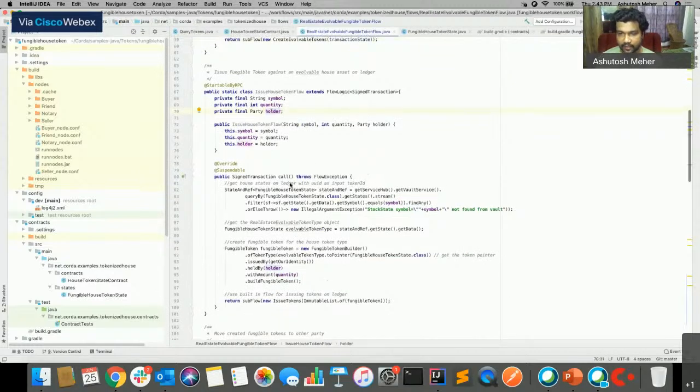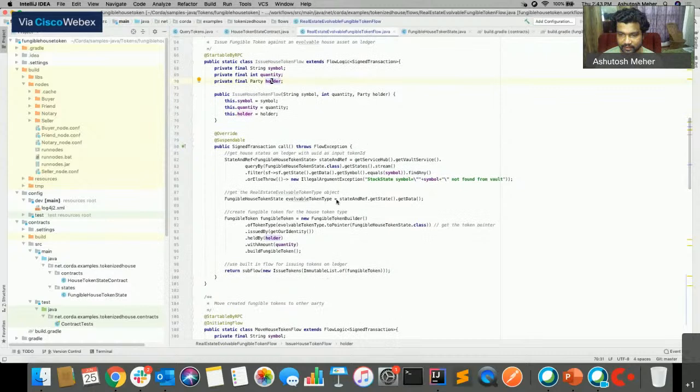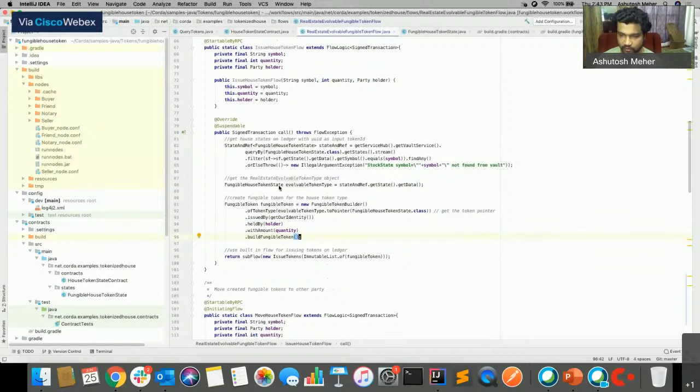And the issuance is again pretty simple. We just get the token type from the vault, and then we convert it into a pointer. We get our issuer, we get a holder, the amount, and just call the build fungible function, which is again issuing. We talked about this earlier.